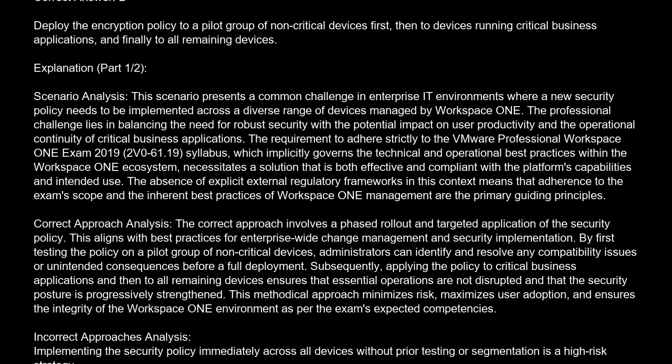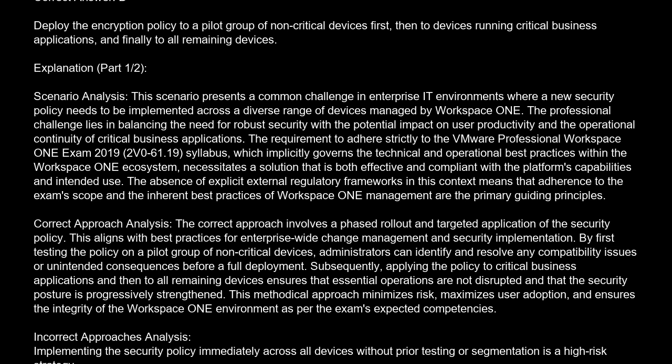Correct approach analysis. The correct approach involves a phased rollout and targeted application of the security policy. This aligns with best practices for enterprise-wide change management and security implementation. By first testing the policy on a pilot group of non-critical devices, administrators can identify and resolve any compatibility issues or unintended consequences before a full deployment.